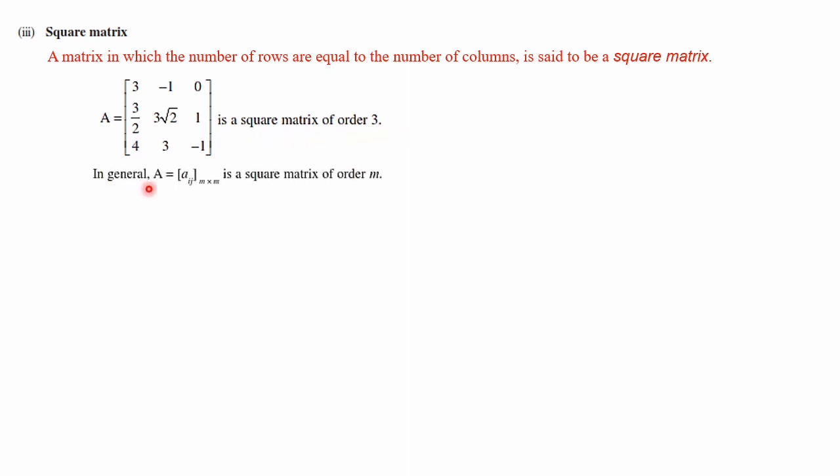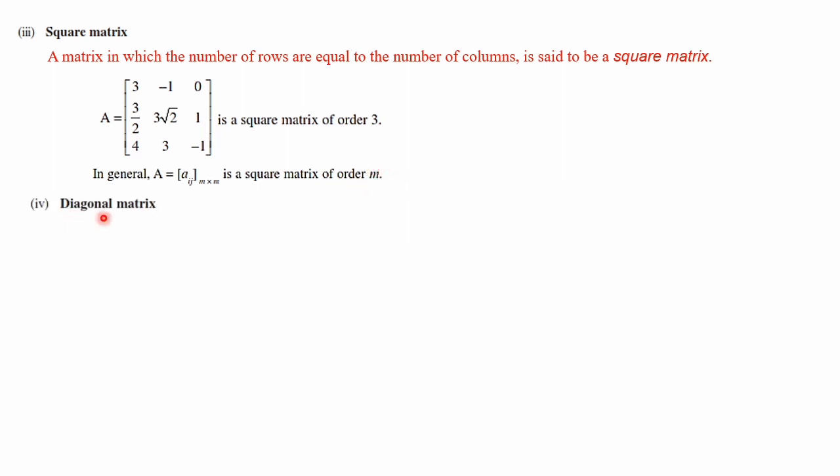In general, A is equal to matrix Aij of m by m. Here both letters are same, means number of rows and number of columns are equal, it is a square matrix of order m. Only one value is enough to represent the order of a square matrix.